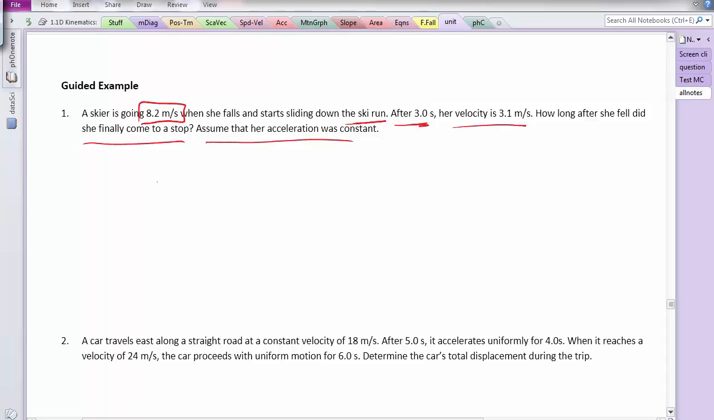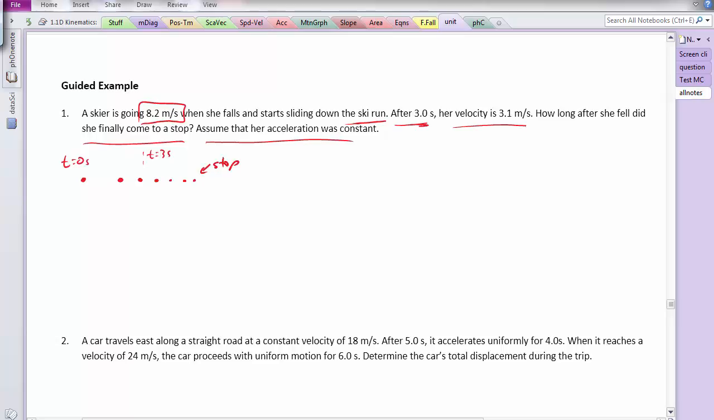Okay, so if we need to do a motion diagram, we're going at 8.2 meters per second for 3 seconds. So this is time equal to 0 seconds, and then after 3 seconds her velocity is 3.1 meters per second. So she's always slowing down, and then comes to a stop.